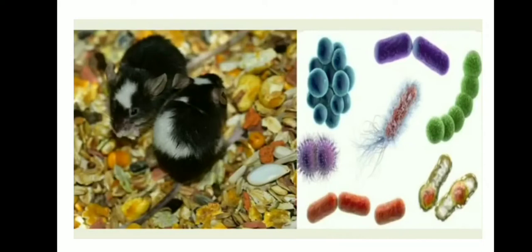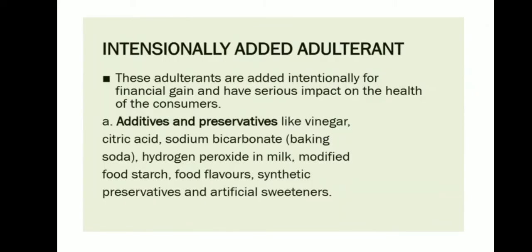So first we saw natural adulterant which is naturally present in the food items. Second we saw incidental or unintentionally added adulterants. And next type, intentionally added adulterants. These adulterants are added intentionally for financial gain. Listen carefully. This is added intentionally by the human for gaining more profit and have serious impact on the health of the consumers.